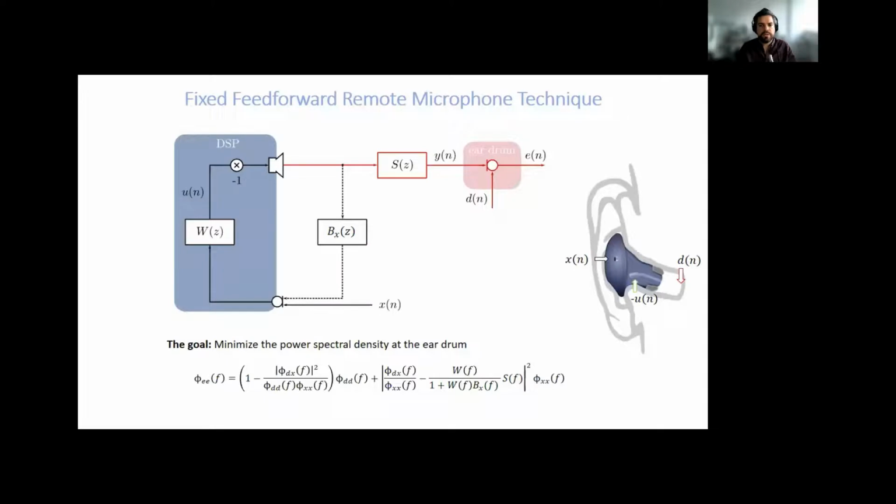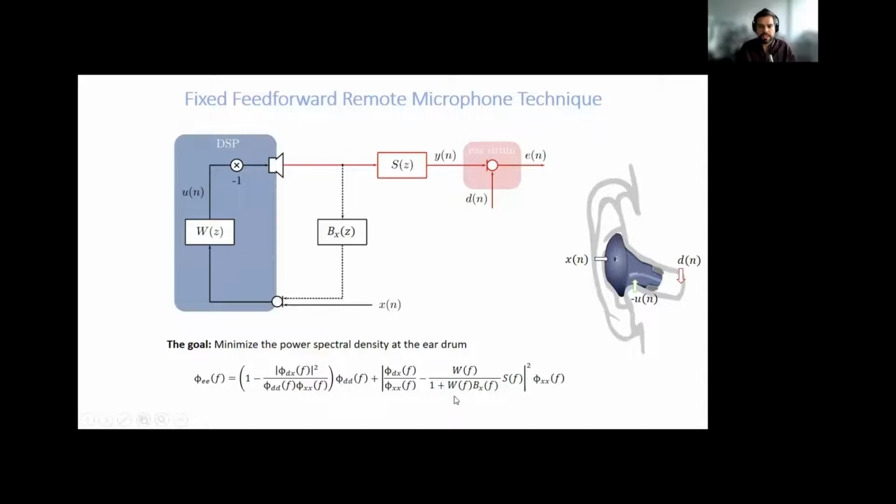In this work, we consider an in-ear headphone equipped with only an external microphone and propose a robust design procedure based on the remote microphone technique to compute the controller W, aiming at minimizing the sound pressure at the eardrum. The PSD at the eardrum can be written as follows.